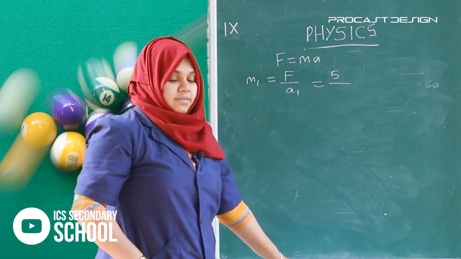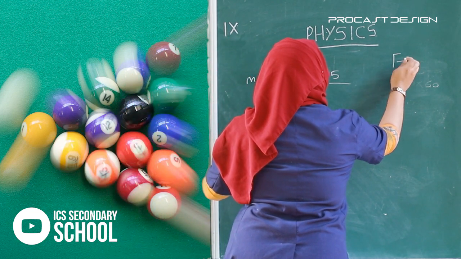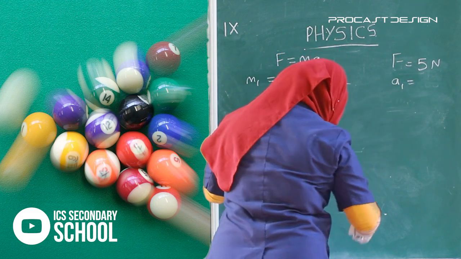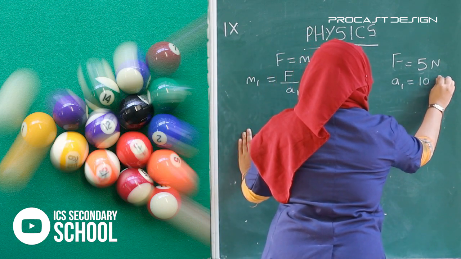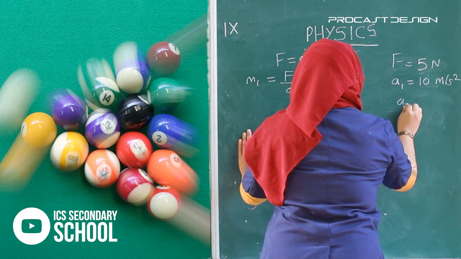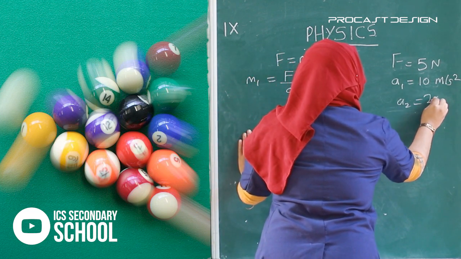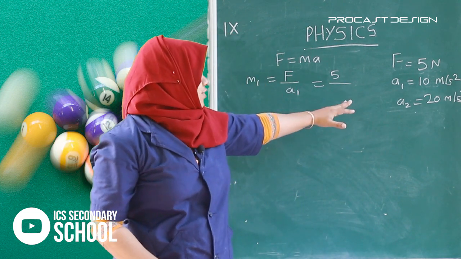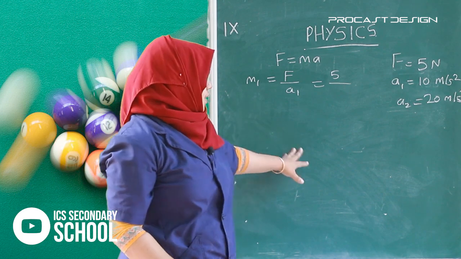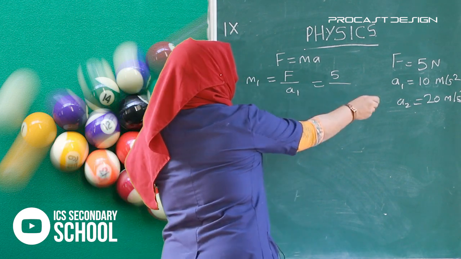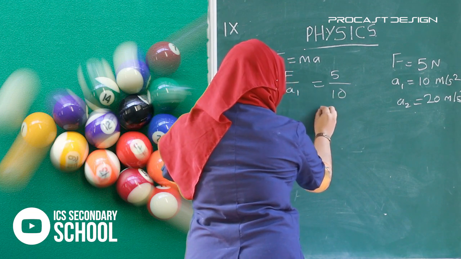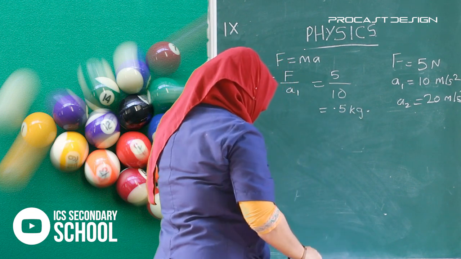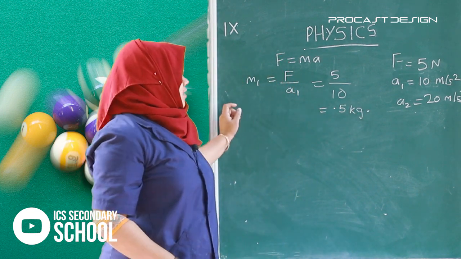What is A1 here? First, you write what is given. F is equal to 5 Newton. A1 is 10 meter per second square. What is A2? 20 meter per second square. Then apply these values, 5 divided by 10. What do you get? 0.5 kilogram. M1 we get 0.5 kilogram.